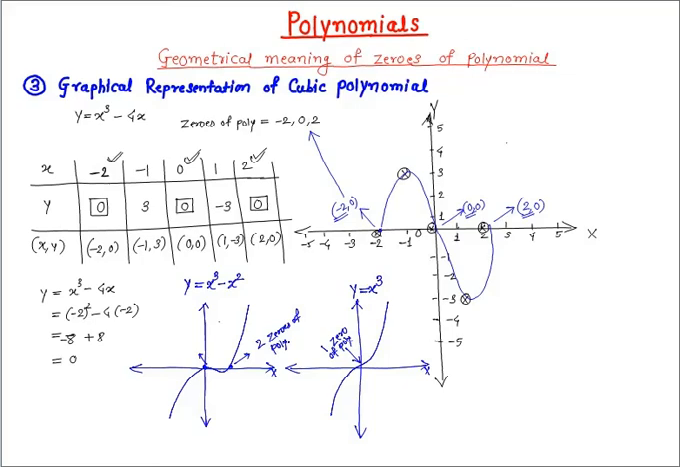So if we want to summarize what we learned, a linear polynomial of degree 1 can have a maximum of 1 zero. A quadratic polynomial whose degree is 2 can have a maximum of 2 zeros. A cubic polynomial with degree 3 can have a maximum of 3 zeros. Here we have completed graphical representation of linear, quadratic and cubic polynomials. I hope you have understood it clearly.